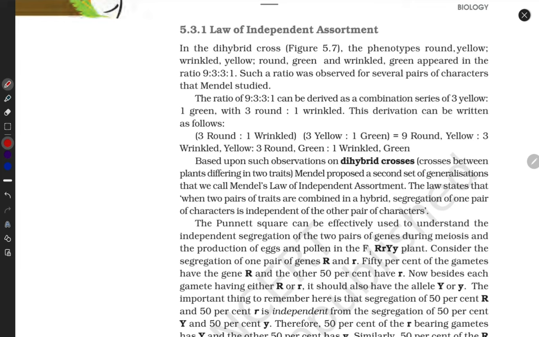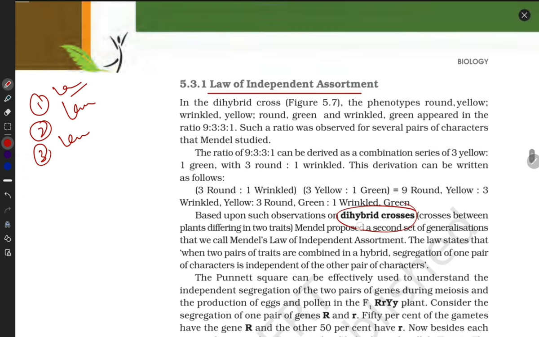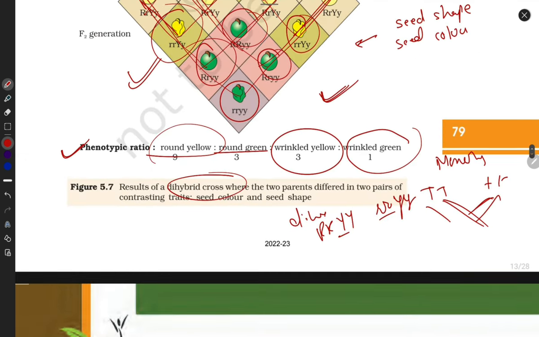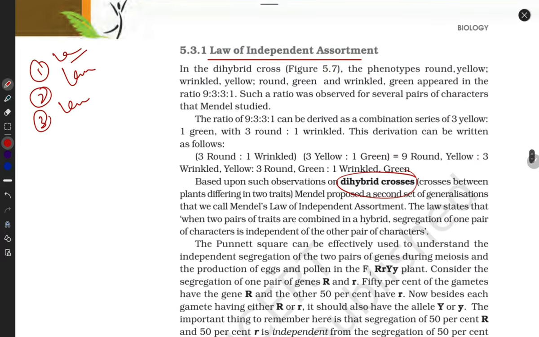Okay, the next, third law of Mendel is what? Law of independent assortment. Guys, first law is what? Law of dominance. But I think this law became rejected in future. Second law is what? Law of segregation. And third law is law of independent assortment. Guys, this is the same to same. I drew this checkerboard, this dihybrid cross. They are explaining this thing, that all characters, gametes, they show their individual response.